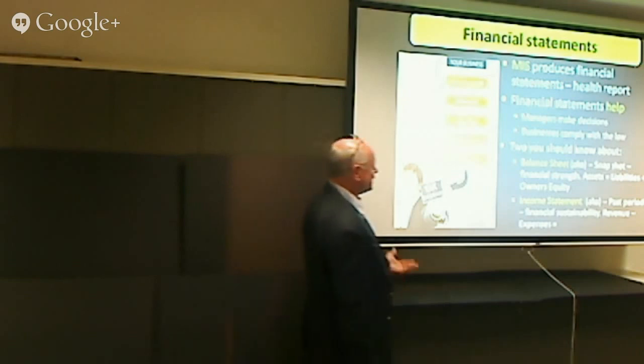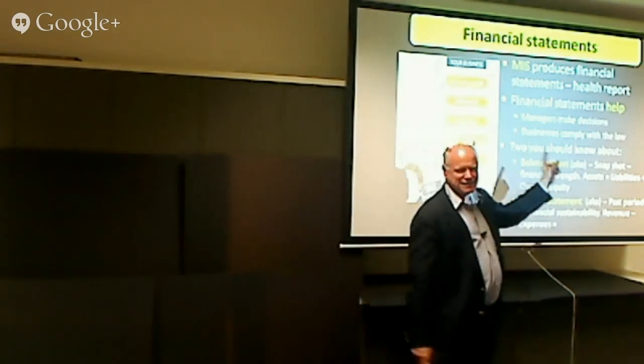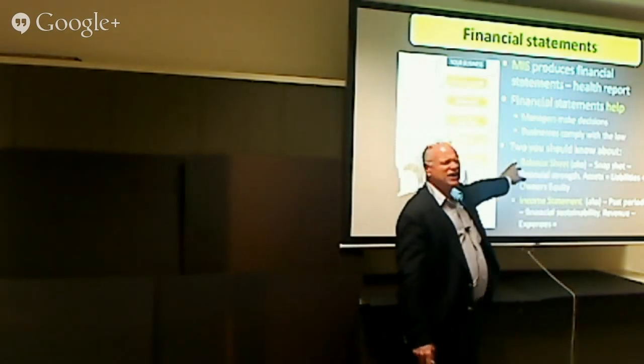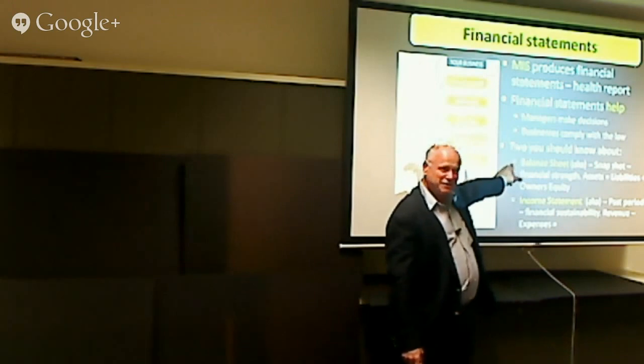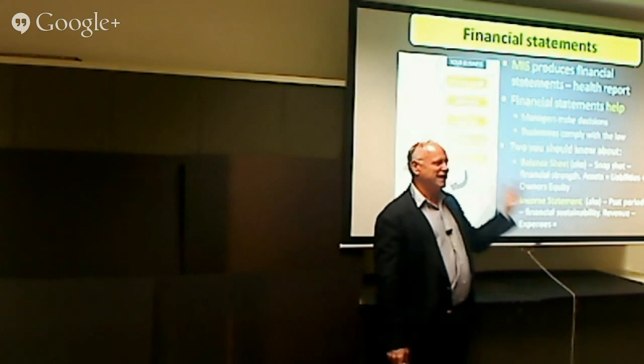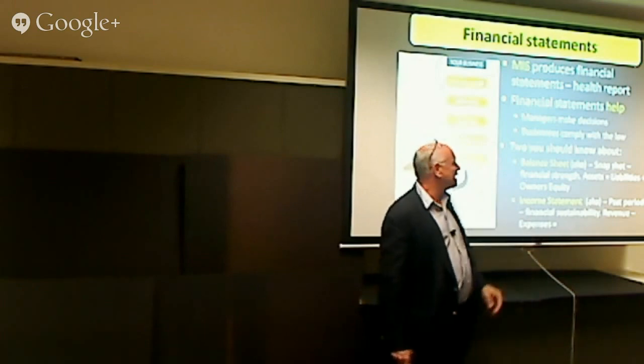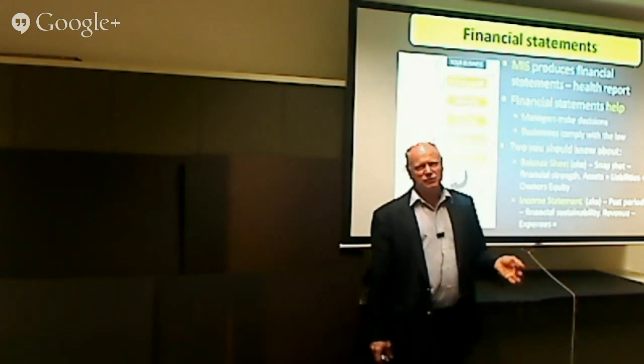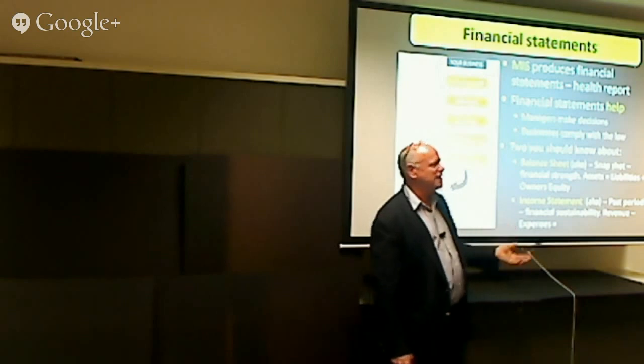The other one is an income statement. There are a lot of AKAs in this, because the balance sheet today is called the Statement of Financial Position, and this one is called the Statement of Financial Performance. That's just another name change that happened a few years ago. Most of us still refer to them as the balance sheet and the income statement.